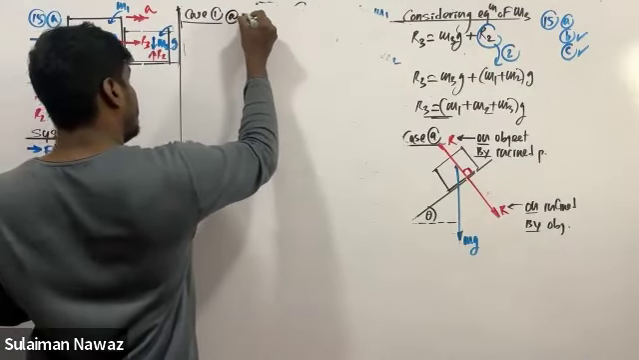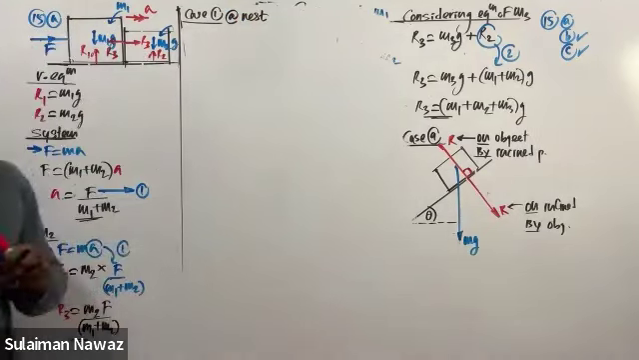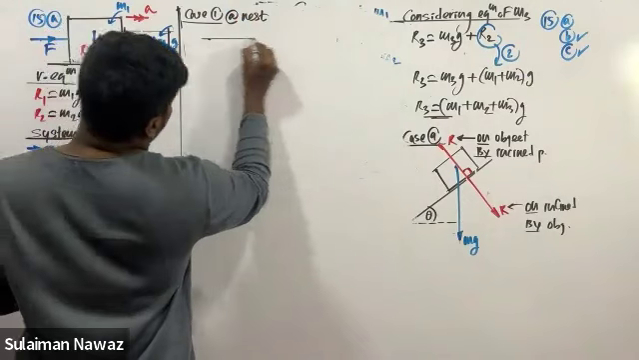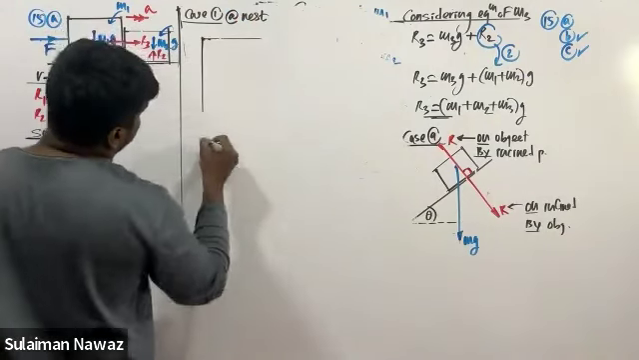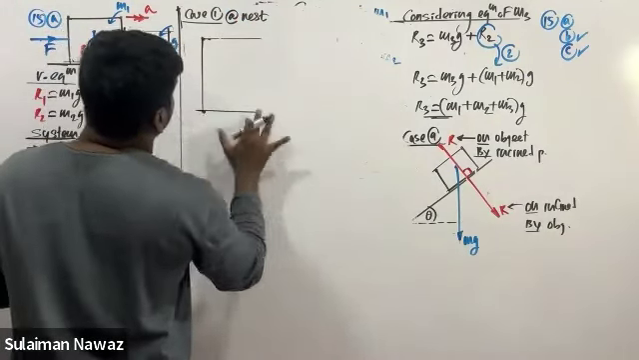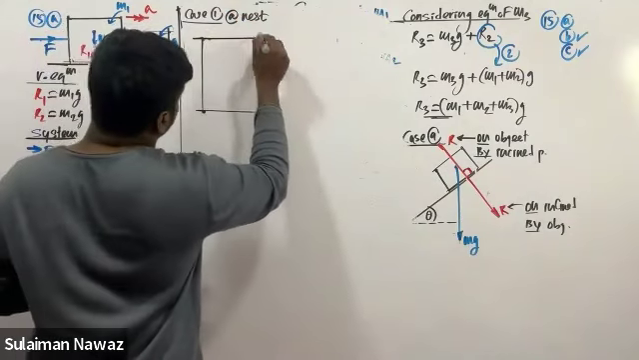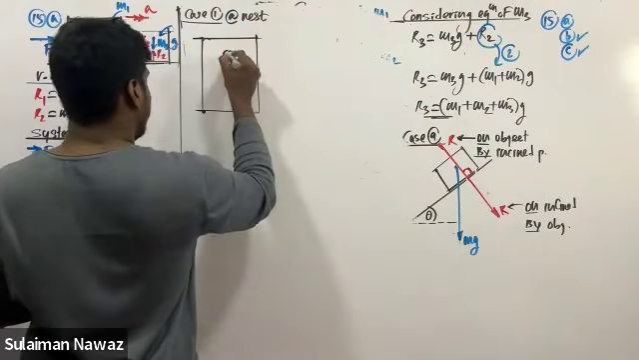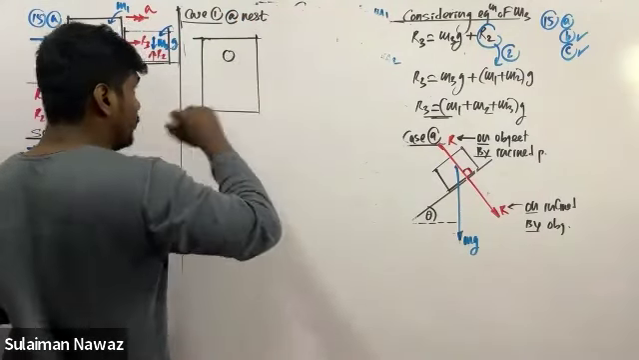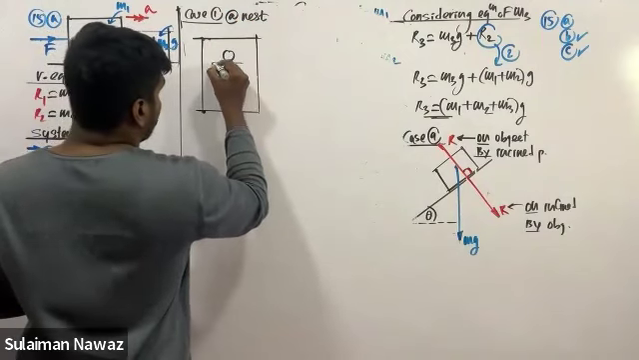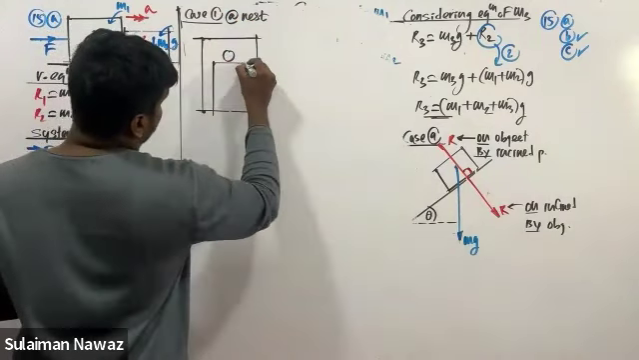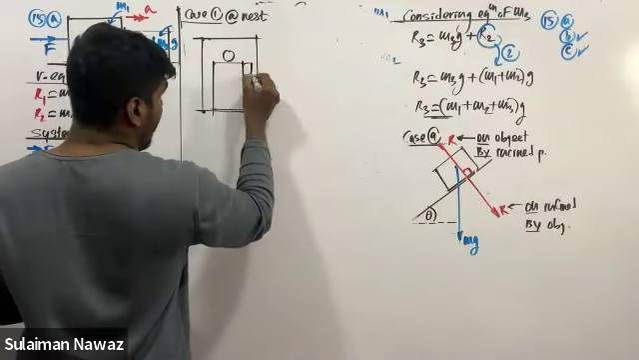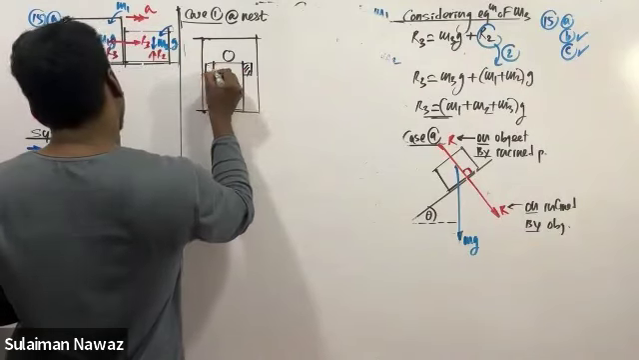If I draw the lift, case one, lift is at rest. Now there's a person inside the lift. This is my lift. If I draw the person, it can be a girl, it can be a boy, it's up to you. So let's draw a boy. This is the boy standing on the lift, the boy's hands, this boy's head.